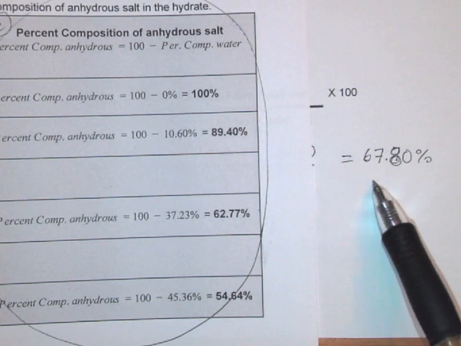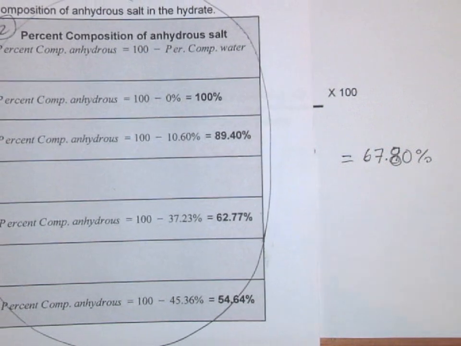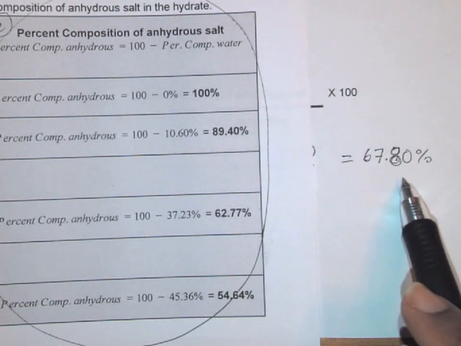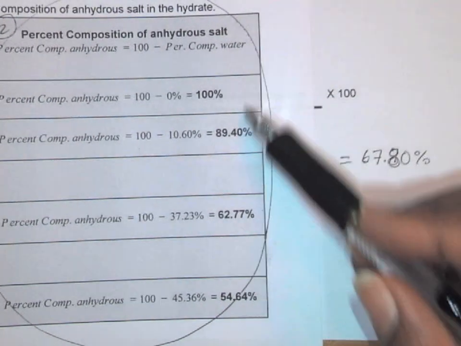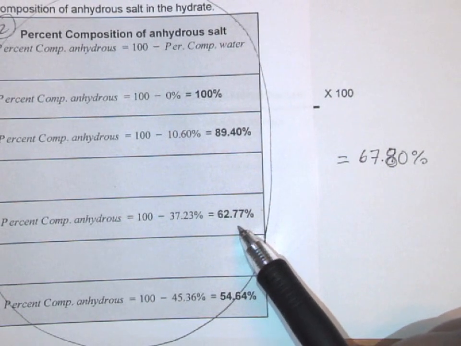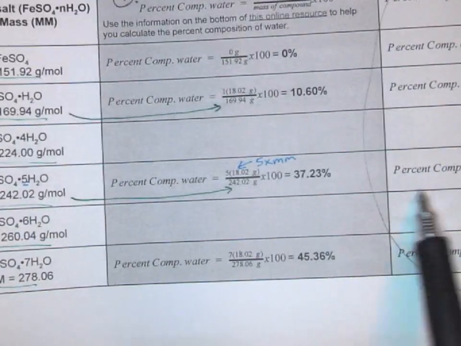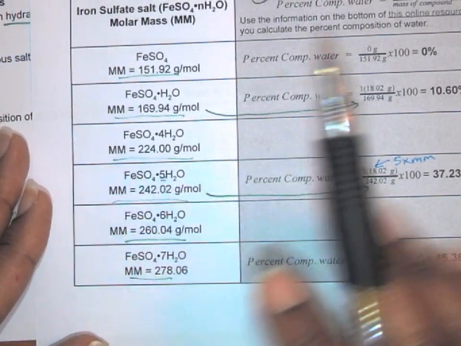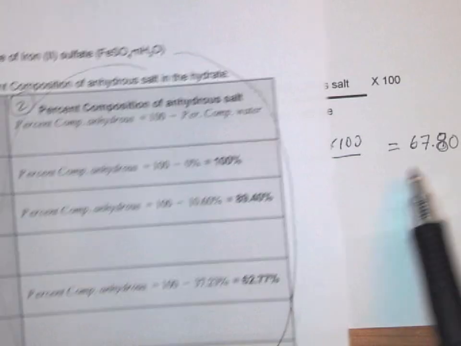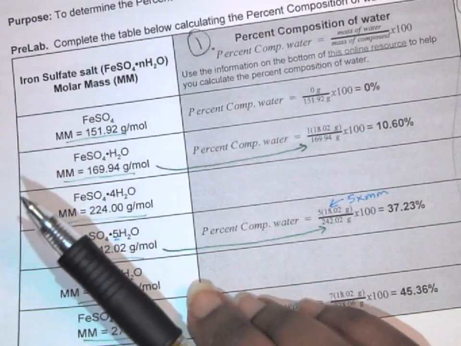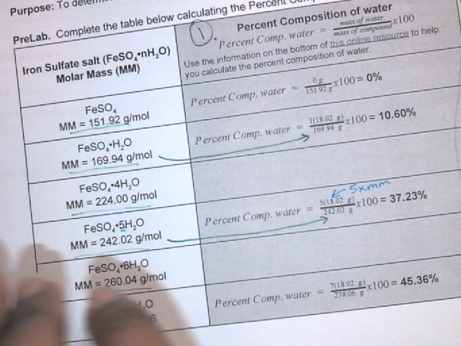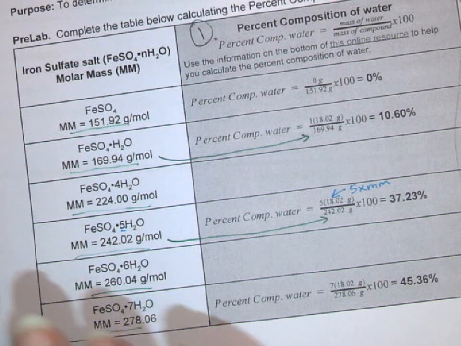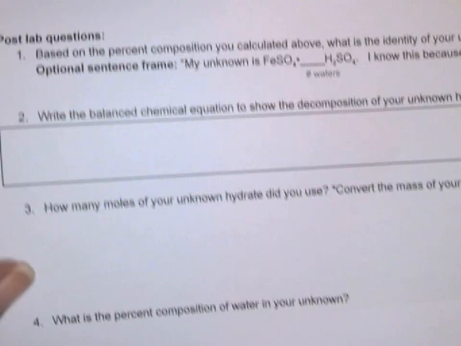Now let's say, for example, this number came out to be 62.80. Well, I'm like, oh, that looks close to it, 62.80. Then I would scroll over and say, oh, this is my salt, because these numbers have to match. That's how you identify your unknown. Once you have your unknown identified, then you're going to go and work on the questions.